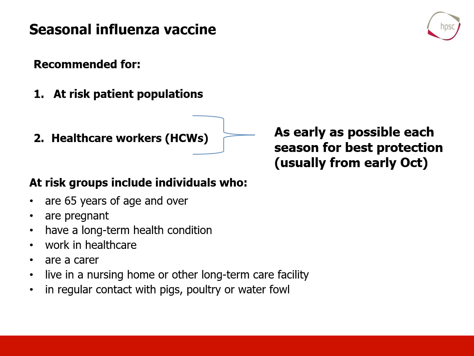The seasonal influenza vaccine is given to at-risk patients, also to the healthcare workers. The at-risk group include those 65 years of age or more, pregnant women, those who have long-term health conditions, a healthcare worker, or living in a nursing home as well.